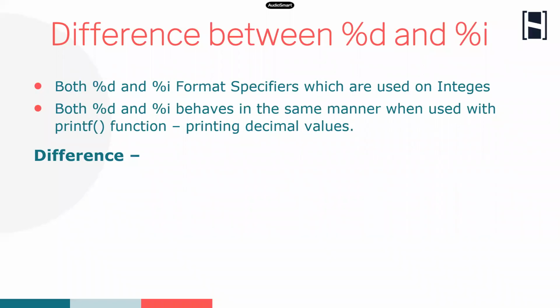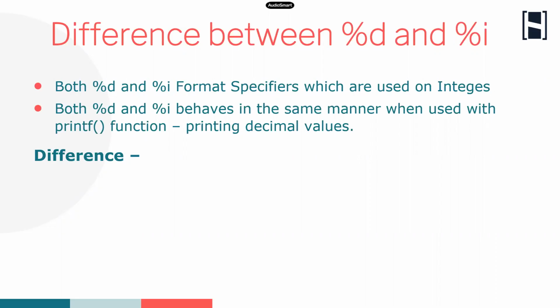Hi everyone, welcome back. In this session, we are going to be discussing the difference between the format specifiers %d and %i. The first thing we should know is that both of these format specifiers, %d as well as %i, are used with the int data type, or rather integer values, that is, whole numbers.